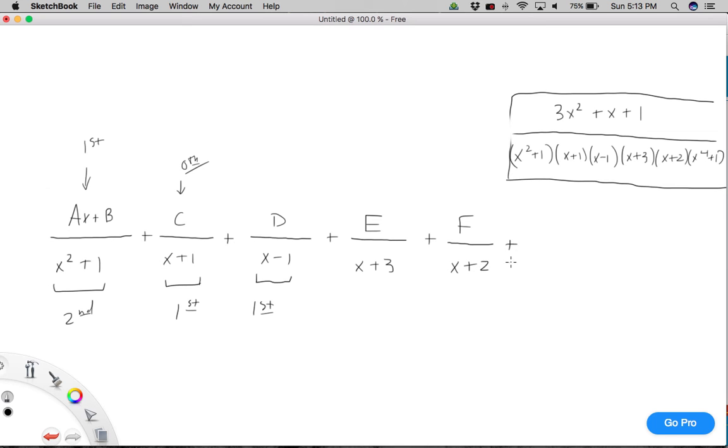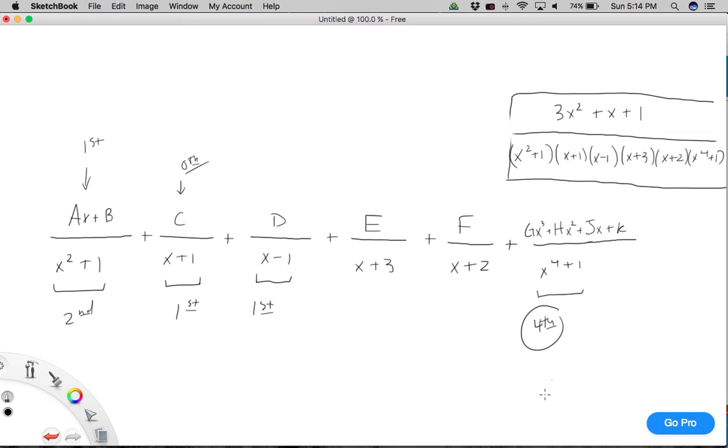And then we get to this weird x to the 4th denominator. So x to the 4th plus 1. This is a 4th degree polynomial. So on the top we need a 3rd degree polynomial. And that's going to have to be g times x cubed plus h times x squared, j times x plus a constant.